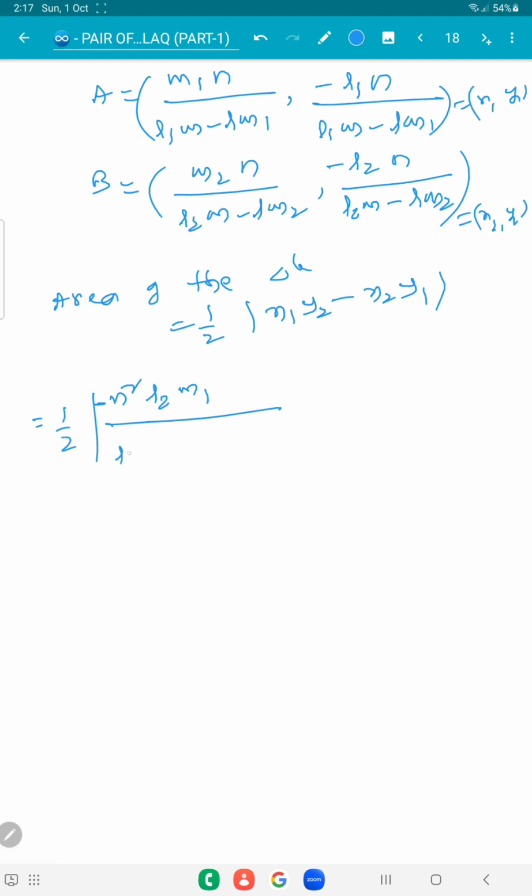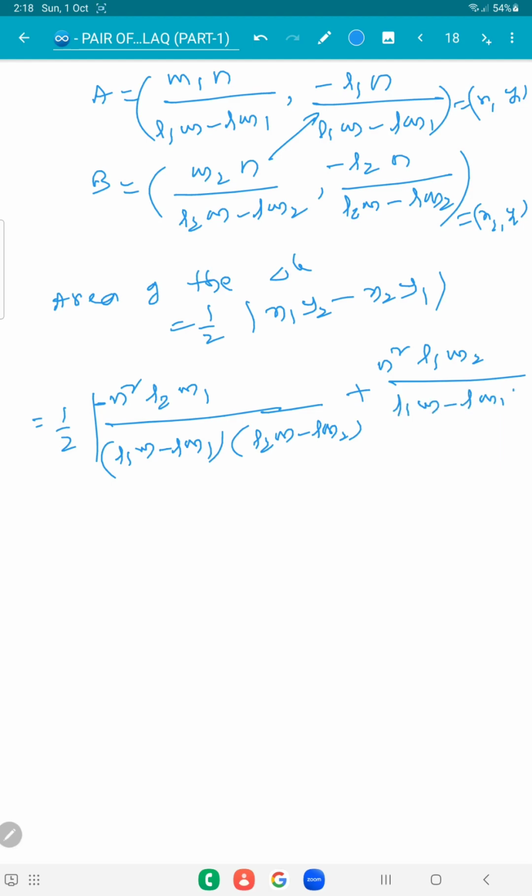Denominator is L1m minus Lm1 into L2m minus Lm2, plus n square into L1 m2 by the denominator. What is that? L1m minus Lm1 into L2m minus Lm2, modulus closed. So we can bring n square common. So what is there, sir? L1 m2 minus L2 m1.